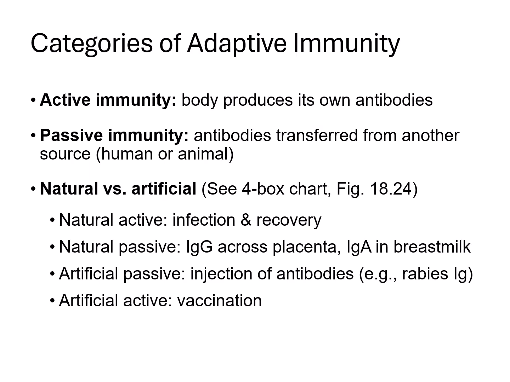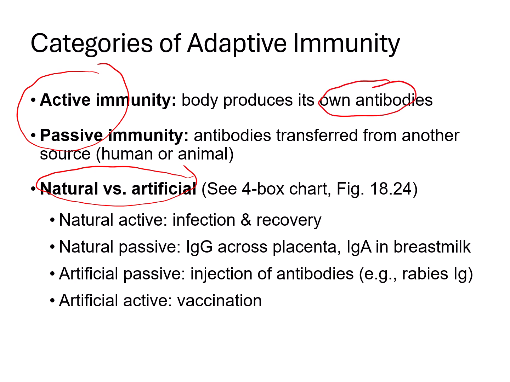Adaptive immunity categories break down into active versus passive and natural versus artificial. In active immunity, the body is going to produce its own antibodies against the pathogen. Whereas in passive immunity, antibodies are being transferred from another source, another human or animal that was previously exposed to the pathogen and made antibodies that are being transferred to the patient.